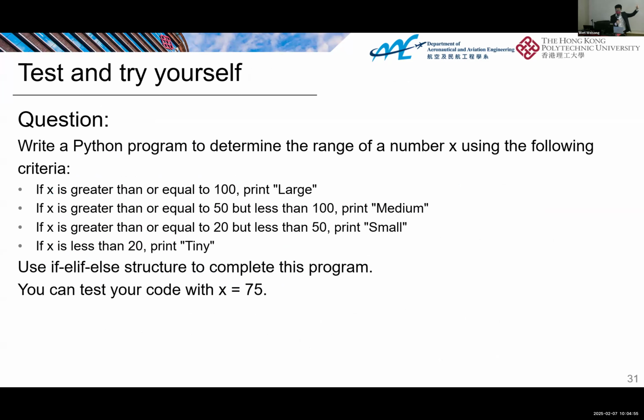If the variable X is greater than or equal to 50, but less than 100, print medium. If X is greater than or equal to 20, but less than 50, print small. If smaller than 20, print teeny, okay? And set the variable to 75. Okay, try yourself.